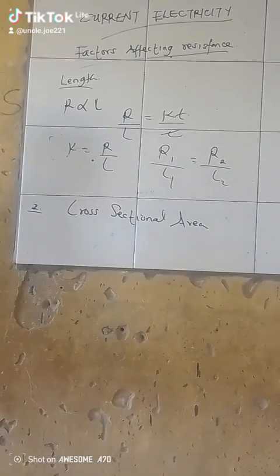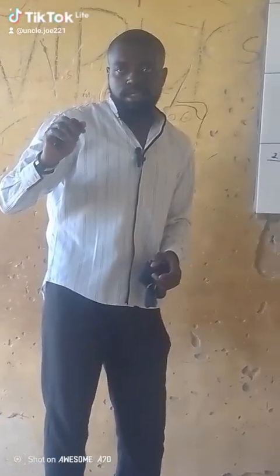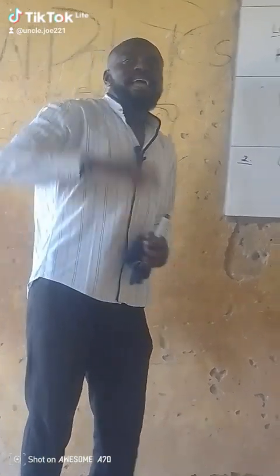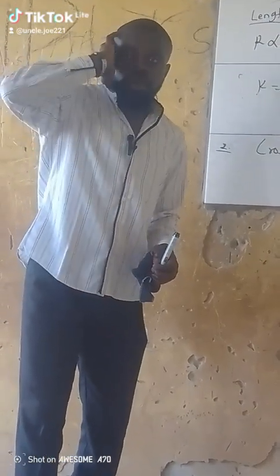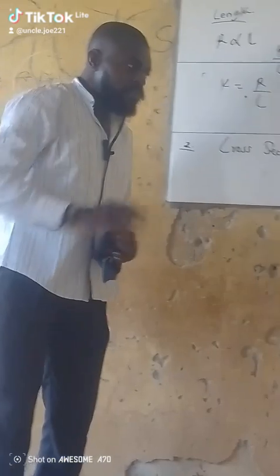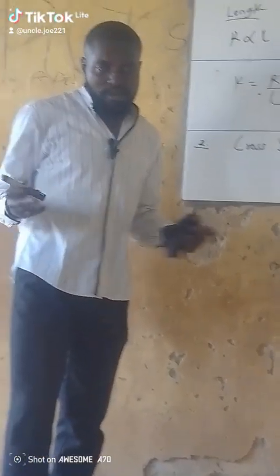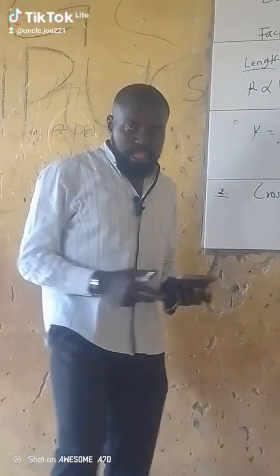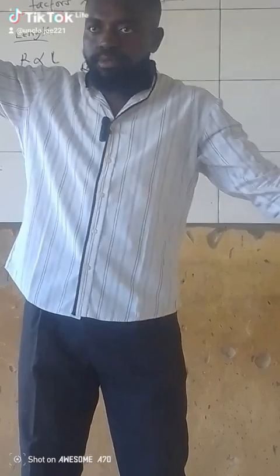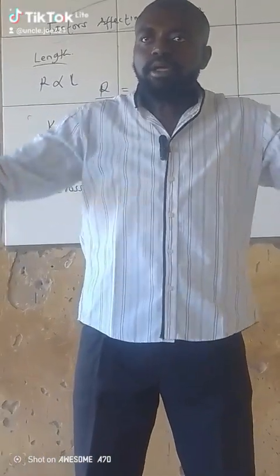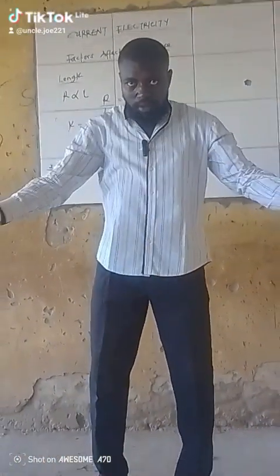The resistance of a wire is inversely proportional to the cross-sectional area. When something is inversely proportional, what does it mean? It means one will grow big, the other one will grow small. But if it's directly proportional, they are going up or coming down together.